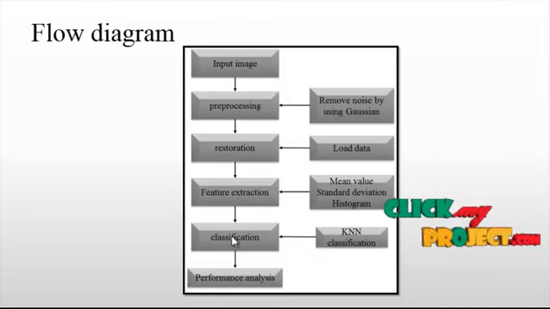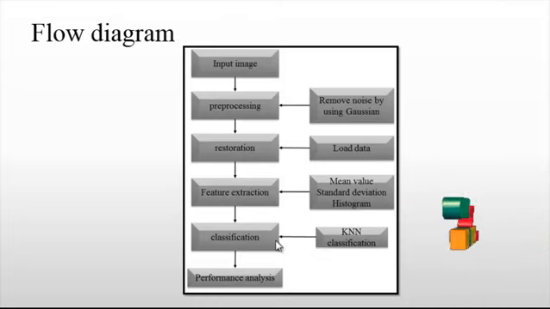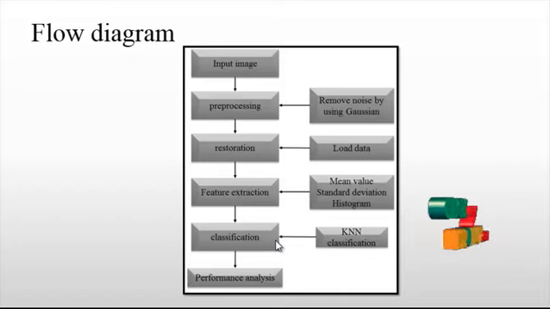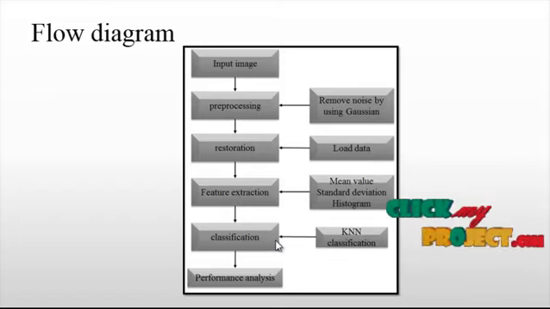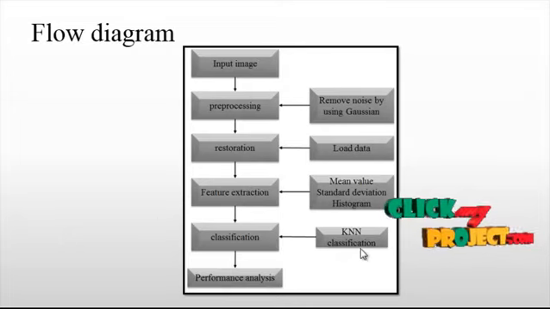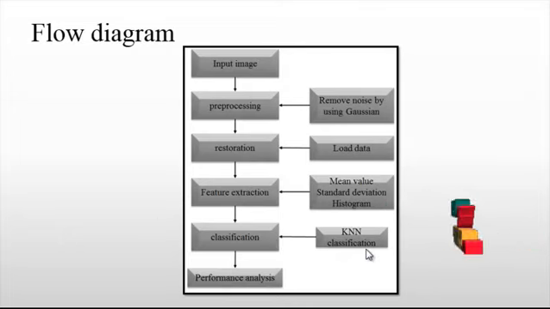And the next step is classification. In the classification process, KNN classification is applied. In pattern recognition, the k-nearest neighbor algorithm, or KNN for short, is a non-parametric method used for classification and regression. In both cases, the input consists of the k closest training examples in the feature space. The output depends on whether KNN is used for classification or regression. In KNN classification, the output is a class membership. An object is classified by a majority vote of its neighbors, and if k is equal to 1, the object is simply assigned to the class of the single nearest neighbor. So that is the k-nearest neighbor algorithm.